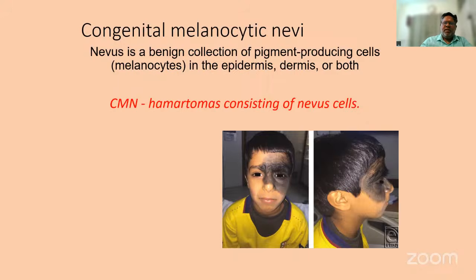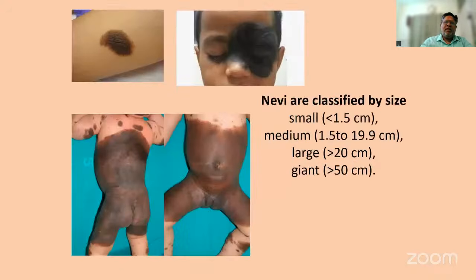If it is present in the junction, it is called a junctional nevi. And when junction and epidermis spread, it is called a compound nevi. So congenital melanocytic nevi are hamartomas of nevi cells. They are classified as small if the size is less than 1.5 centimeters, as medium if the size is 1.5 to 19.9, nearly 20 centimeters, large as more than 20, less than 50 centimeters, and giant as more than 50 centimeters.